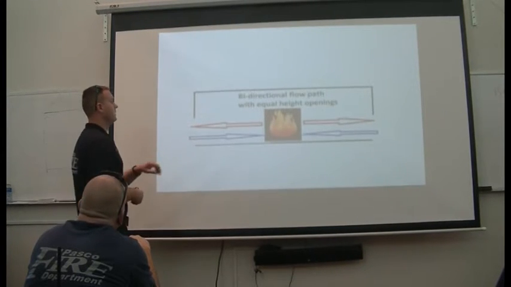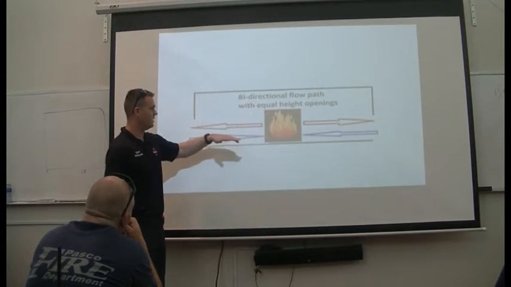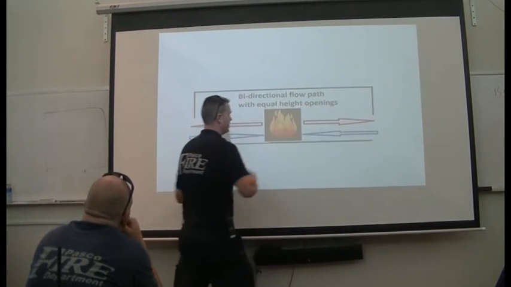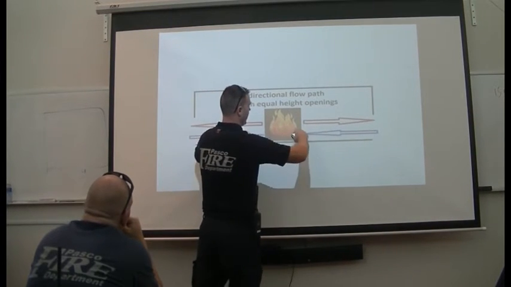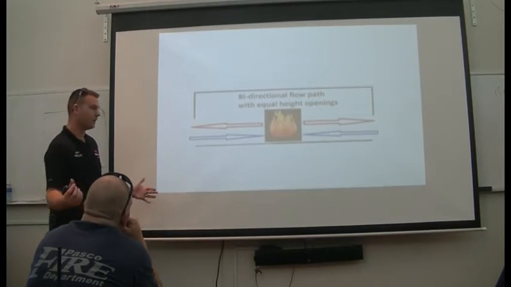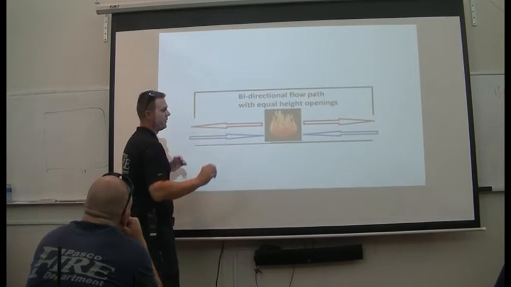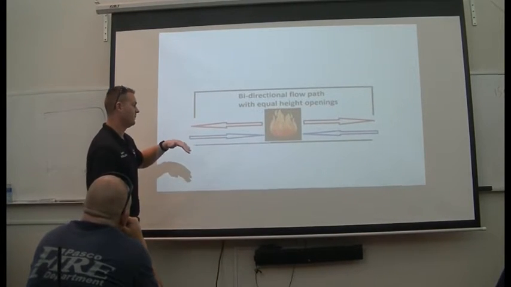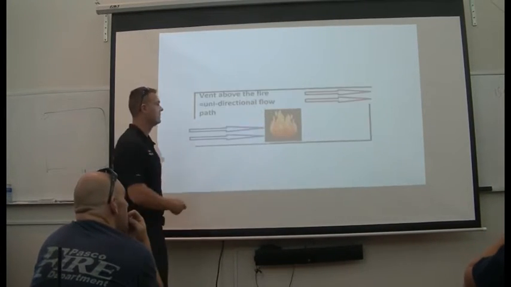Okay, so a bidirectional flow path: you've got air coming in one side, and it doesn't matter. If it's one opening, it's the same. We just take this out of the equation. If it's two openings and the fire's in the middle, we're going to get this bidirectional flow path. Is this bad? Not really. This is what we typically have experienced in the past. Obviously, we're having changes in fuel, so it does make it more dangerous, but this is not an extremely accelerated flow path that we're talking about guys dying in.